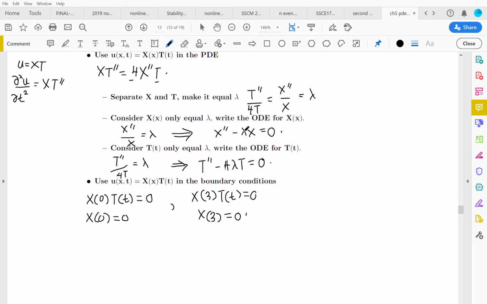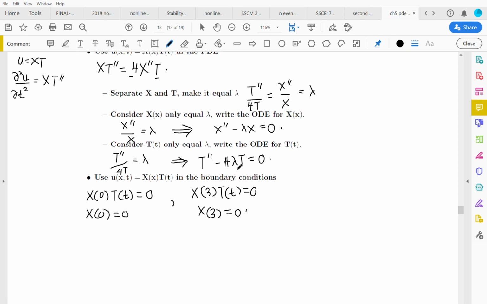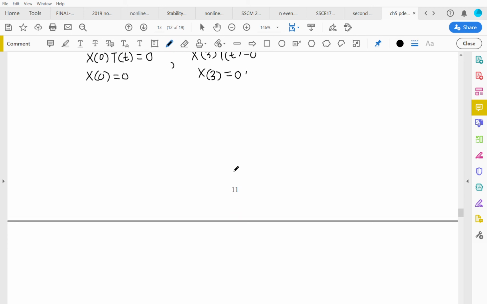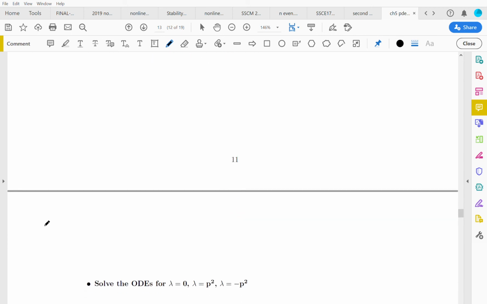Okay, so we have two ODEs. We have boundary conditions for x. So we proceed with the next step, solving the ODE for the three cases. I write the ODEs that we have. We have x double prime minus lambda x equals 0. We have t double prime minus 4 lambda t equals 0. We have conditions for x: x 0 equals 0, x3 equals 0. So we have to solve the ODE for x first for each case here.